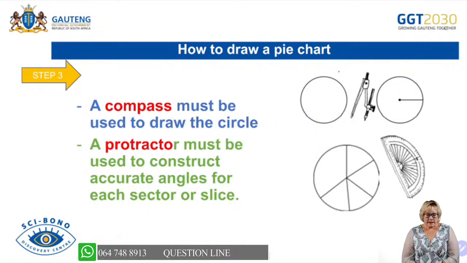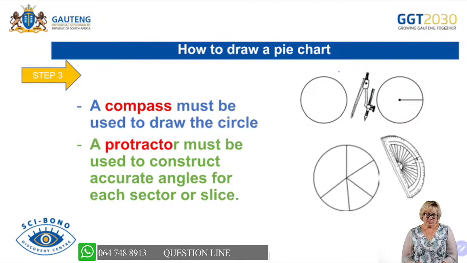All right? A compass must be used to draw the circle. Please don't think that, you know what, I can draw a perfectly round circle. You can't. All right? And a protractor must be used to construct the accurate angles for each sector or slice.